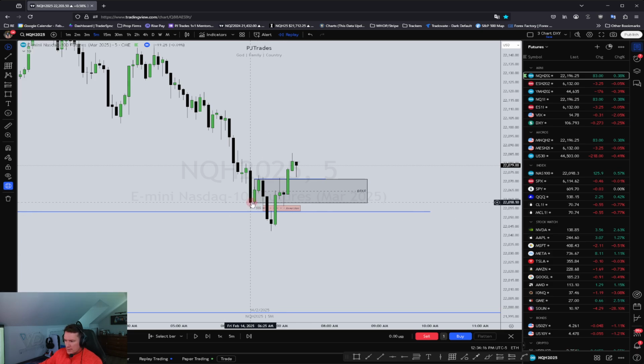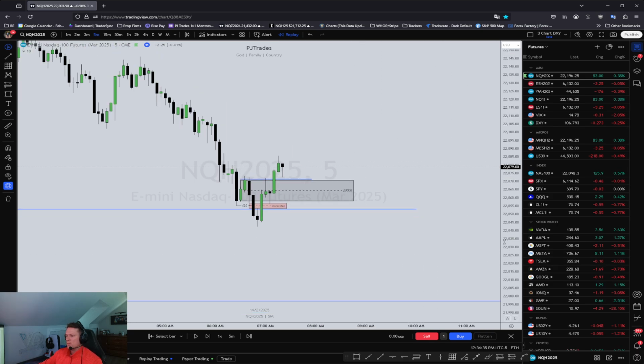Now, we use, in this example, the two highest up close candles before the leg down that took our liquidity. So we use the two highest up close candles as our breaker block. We use the body of the candles. Okay. The body of the candles.